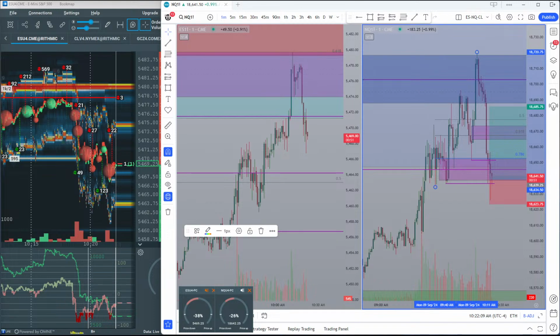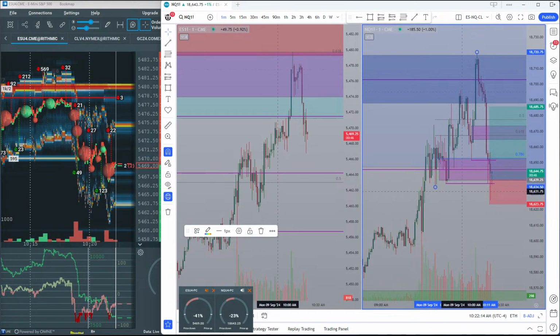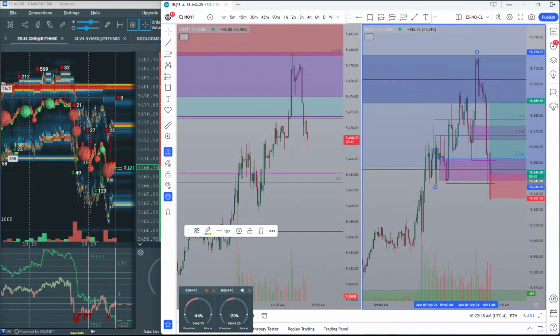I'm taking a look at NQ here. Potential long. We'll give it a shot. One more go. And then we're definitely done for the day, winner or loser.